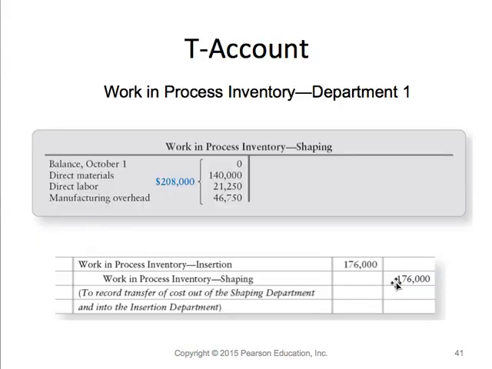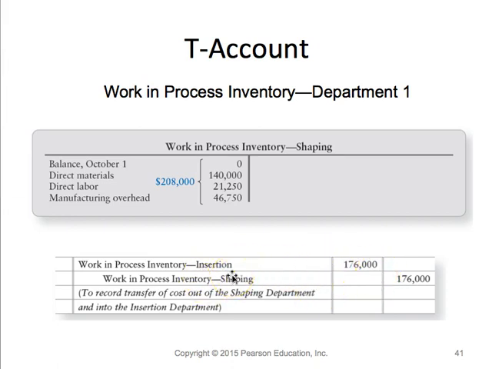Okay, these are T accounts. You're going to put everything on the debit side. In the work in process, we have increased the inventory for the work in process here, and the total is $208,000. Why did they put it here? This has been done already. Oh, this is 176. Okay, 176.